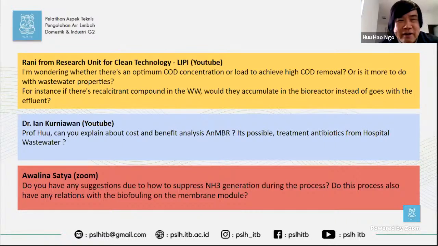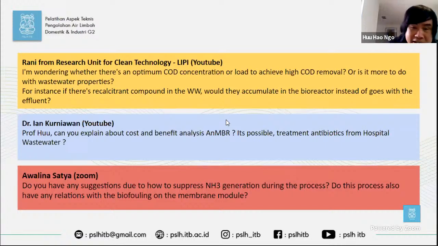The first one is whether there's an optimum COD concentration to achieve high COD removal. I can answer that at the moment: for the organic loading rate, it is about 10-fold higher than for conventional bioreactors. So we don't worry much about the concentration of the organic. And the higher the organic, the better the removal efficiency. That means the COD removal efficiency.